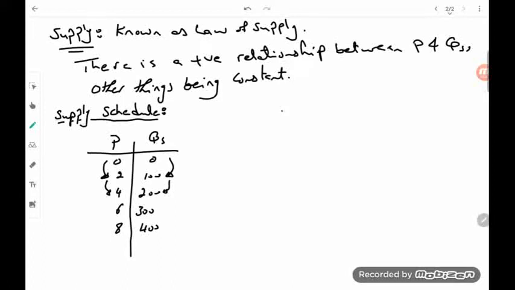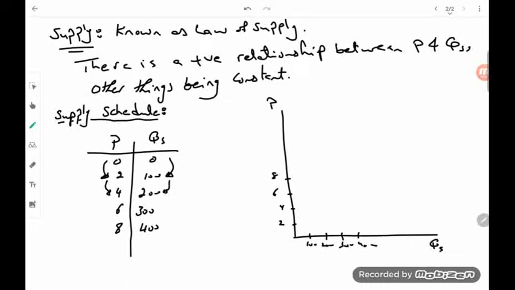This can be illustrated graphically, with quantity supplied on the x-axis and the price on the y-axis. The points are 0 and 0, 2 and 100, 4 and 200, 6 and 300, etc. So this is the supply curve. Don't forget to write the notations, the labels.